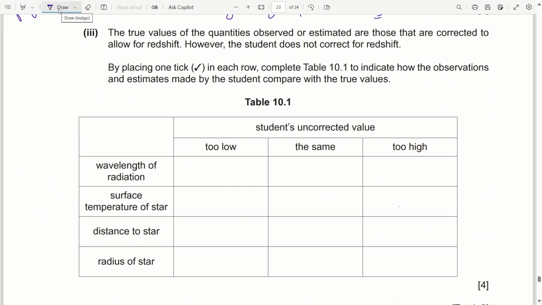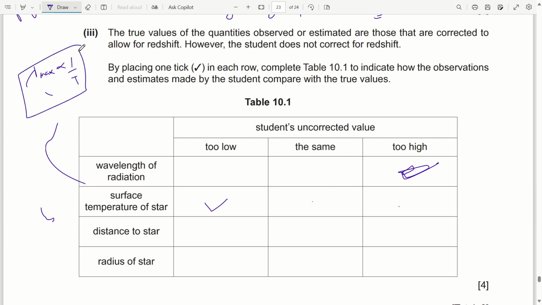Question: the true values of quantities observed or estimated are those that are corrected to allow for redshift. However, the student doesn't correct for redshift. Placing one tick in each row, complete the table to indicate how the observations and estimates made by the student compare with the true values. So the wavelength of radiation will be too high, and the surface temperature will be too low, because we know that as per Wien's law lambda max is inversely proportional to temperature. Now, what will happen to the distance?